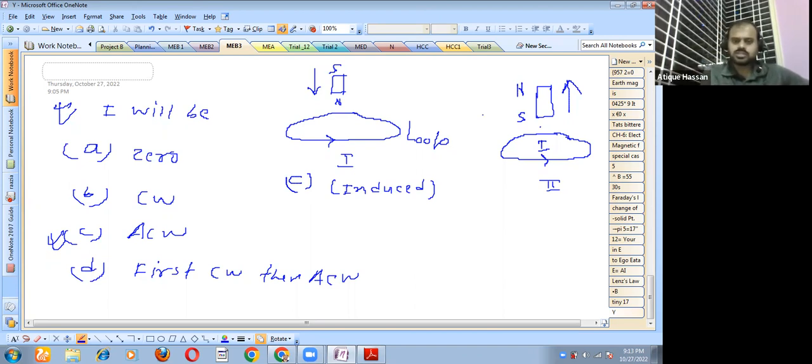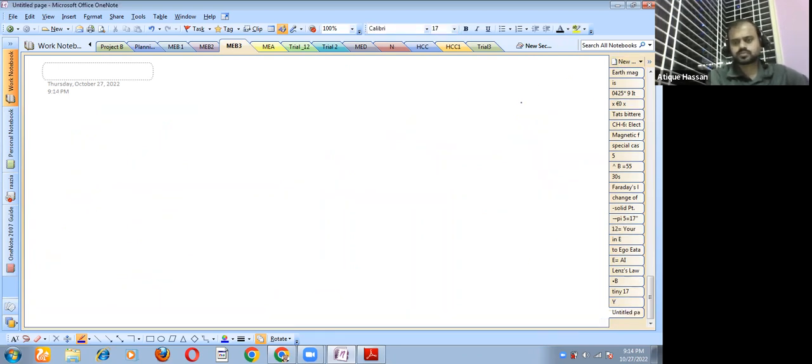Yes, correct answer, C. It should behave as a south pole. It will try to attract the magnet because the magnet is moving away. So again, it should behave as a south pole.